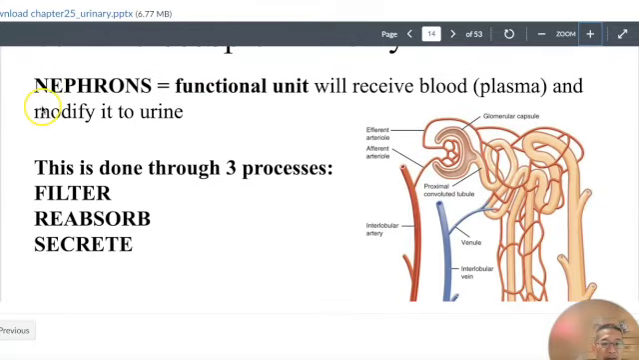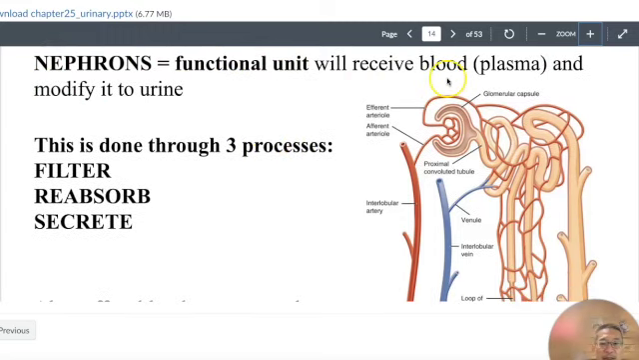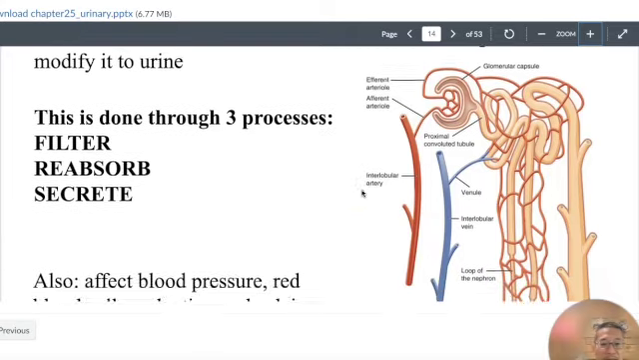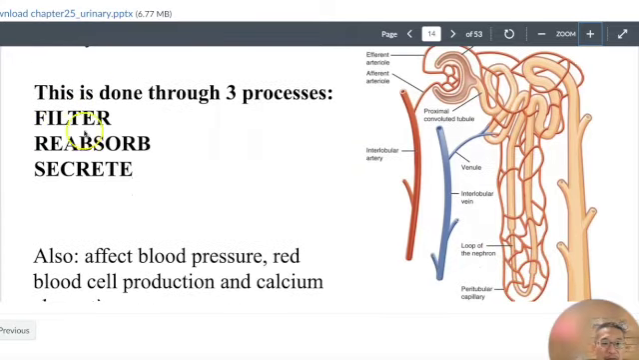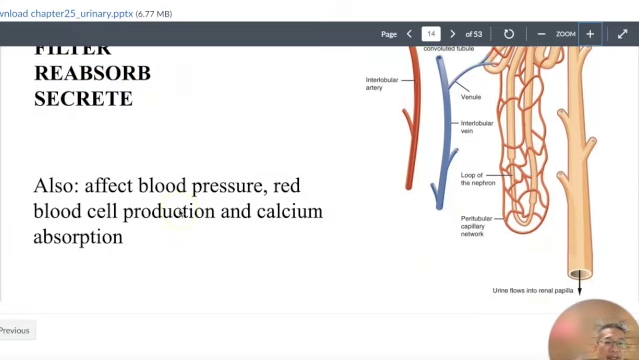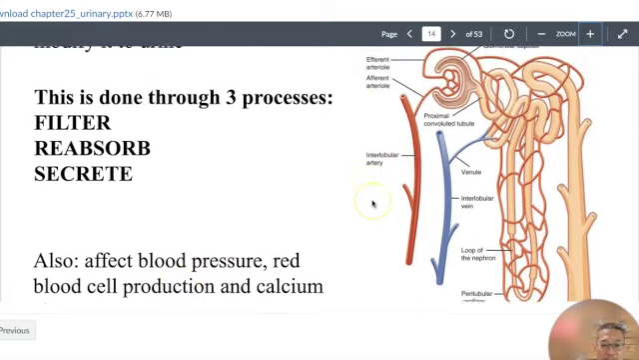So again, the nephron is a functional unit. It receives blood, takes out whatever is necessary, and the waste will be excreted as urine. So first there is filtration, then there's reabsorption and secretion. That's what the urine is. It also affects blood pressure, red blood cell production, and calcium absorption.